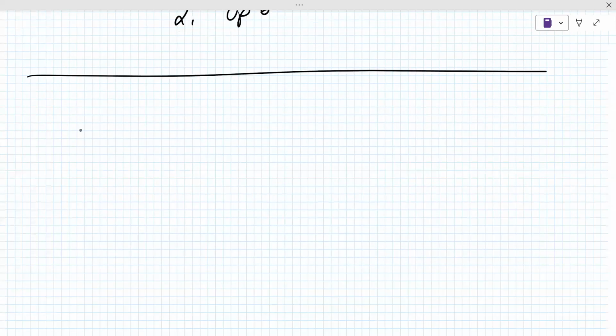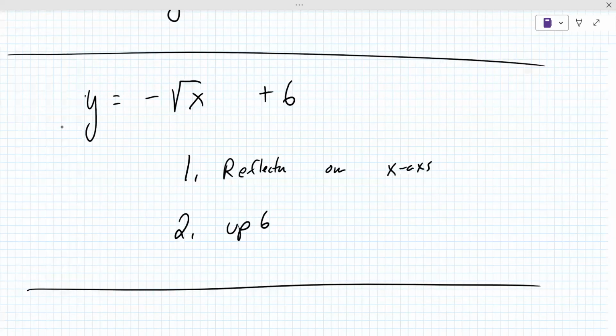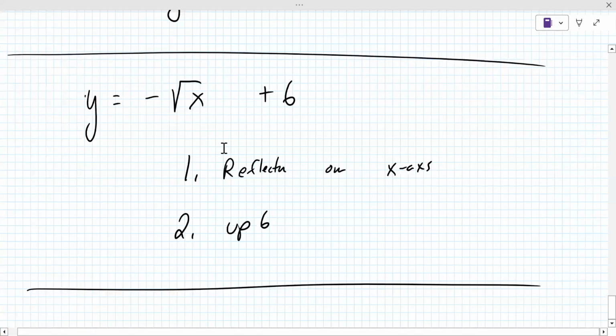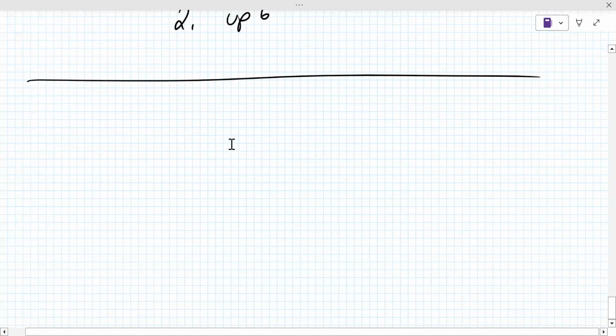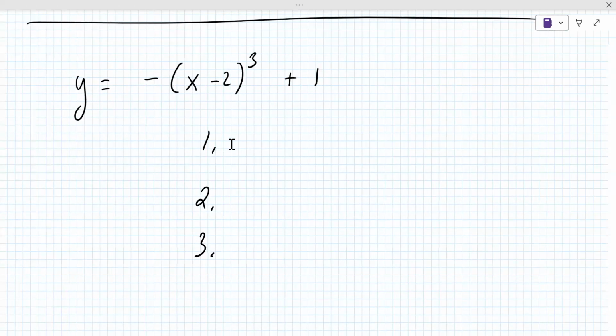Okay, new problem here. Do you want to get that one down? It's okay if you don't. Some of these examples, we'll just do a bunch of them. All right, here's a new one. So this has 1, 2, 3 transformations.